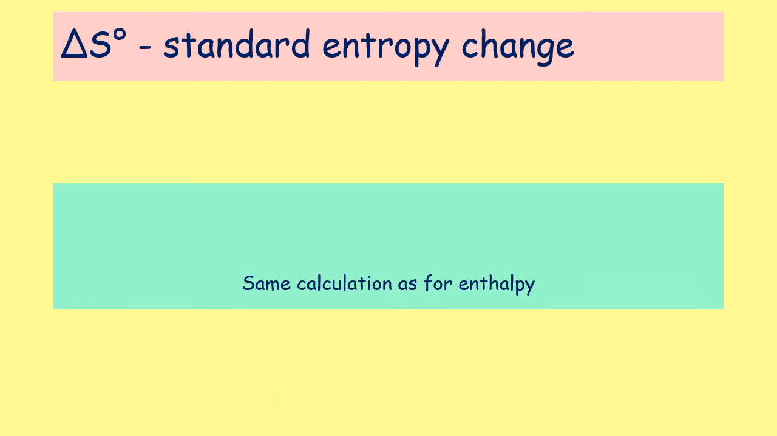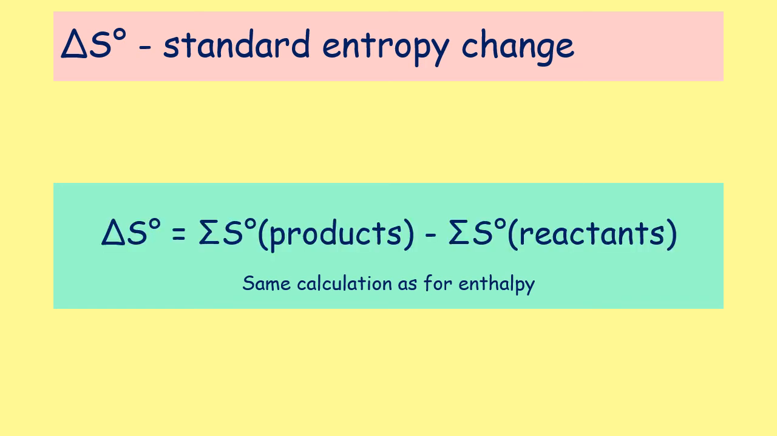So we're going to look now at standard entropy change. So this is going to be the change in entropy for a reaction. And the equation is very similar to the calculation for enthalpy. So the overall standard enthalpy change is equal to the sum of the enthalpies of the products minus the sum of the enthalpies for the reactants.